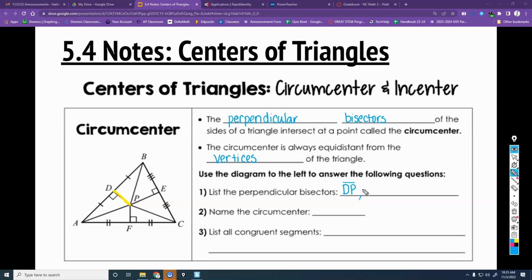This is something a little different than what you've done before, so maybe it will be all right. Then, who can name another perpendicular bisector here for me? Aiden? PE. So this one right here, PE. Not BP. That does not cut a side in half. FP.